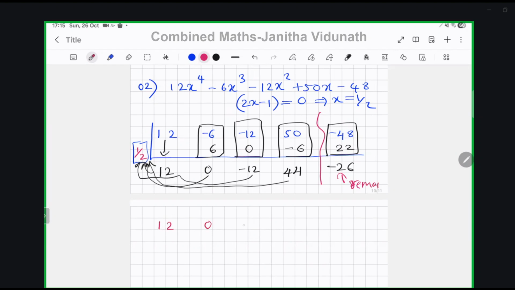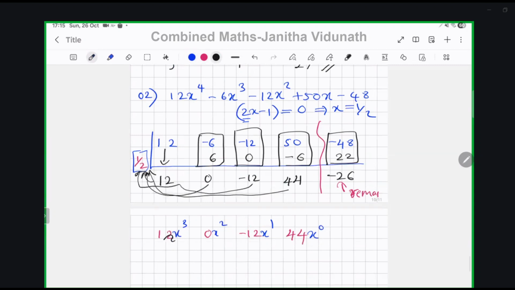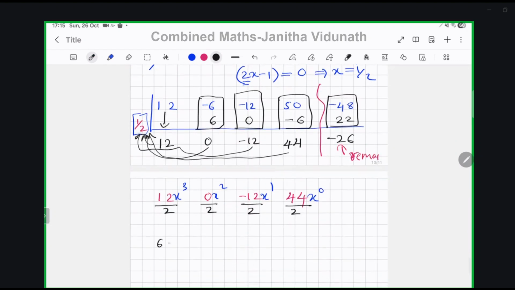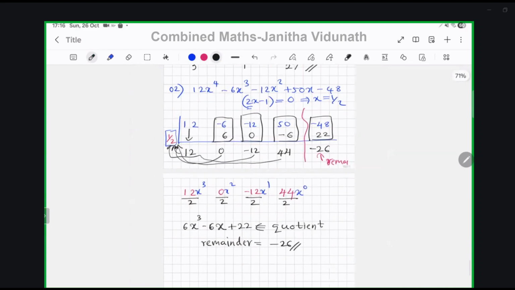That means 12, 0, minus 12, and 44. That means x to the power 0, x to the power 1, x to the power 2, x to the power 3. Since the leading coefficient of the divisor is 2, we need to divide every term in the quotient by 2. 12 over 2, 0, minus 12 over 2, 44 over 2. That means the final answer for the quotient should be 6x cubed minus 6x plus 22. This is the final quotient, and the final remainder is minus 26. I will give 1 minute to write down those things.